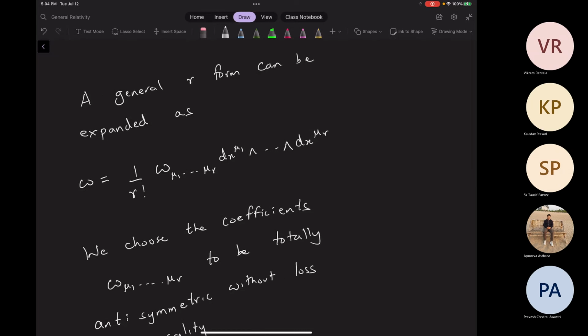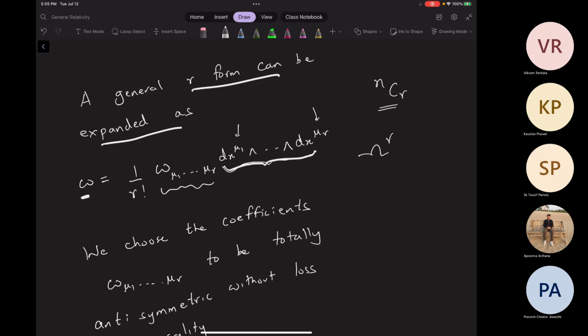Now if you have a general R form, it can be expanded like this. If I have a general R form, omega, it can be expanded in terms of these basis vectors, dx mu1 wedge dot dot dot dx mu r, where these mu1 through mu r are any of those n choose r basis vectors. Any one unique choice gives me one basis vector of the space of R forms. And these are coefficients, omega mu1 through mu r, and I divide by 1 by r factorial. That is just a convention choice, and we'll see why this convention choice is useful.